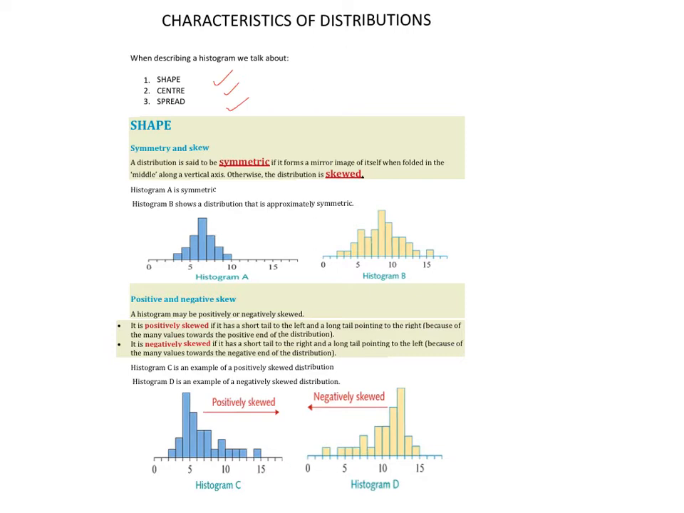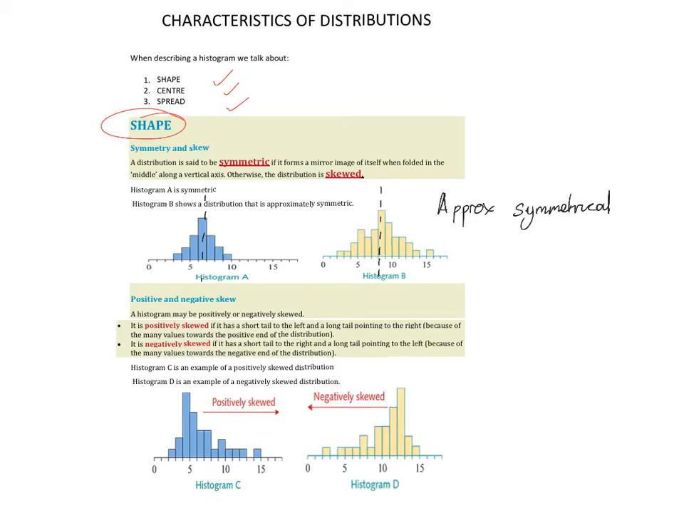So looking at shape to start off with. Shape can either be symmetric or skewed. Now, when we talk about symmetry, we talk about being able to draw a line down the middle of our graph, and if you put a mirror there, one side looks fairly similar to the other. In that first histogram, histogram A, that is symmetrical. In histogram B, it's not exactly symmetrical, but we would call that approximately symmetrical.